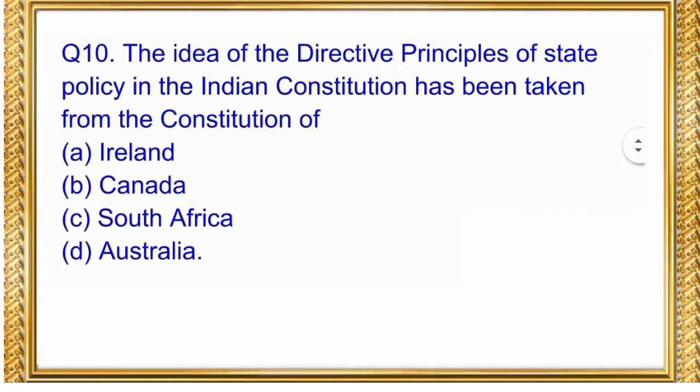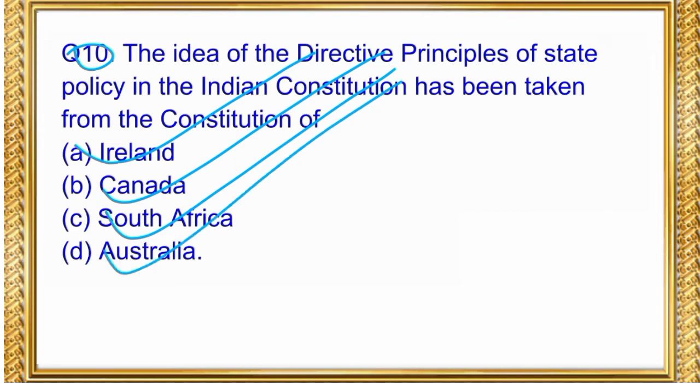Next question is question number 10, asking that the idea of the directive principles of state policy in the Indian constitution has been taken from the constitution of, and option A is Ireland, B is Canada, C is South Africa, and D is Australia. And the correct option is A, Ireland.